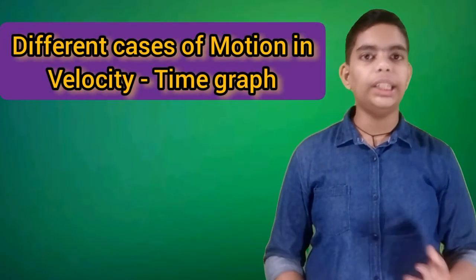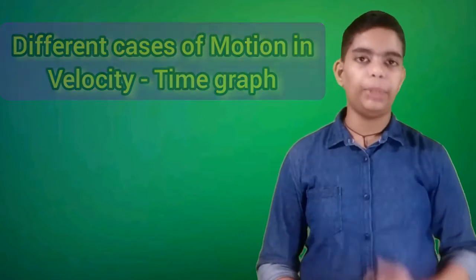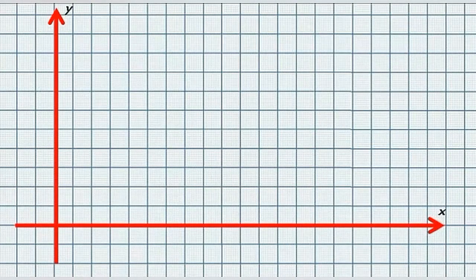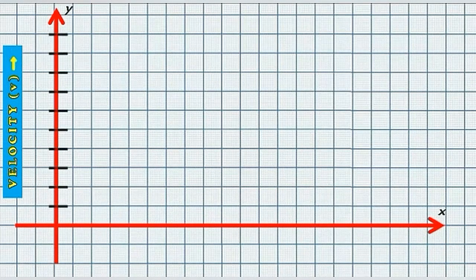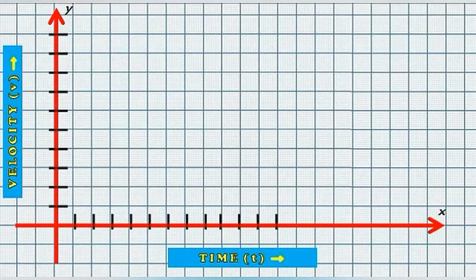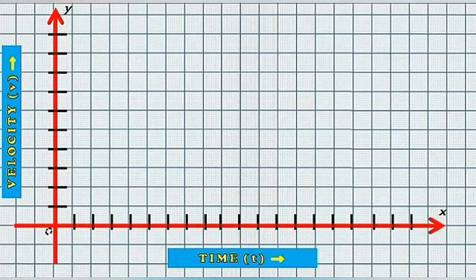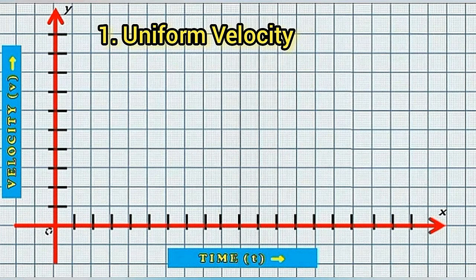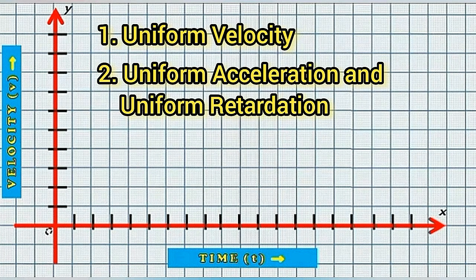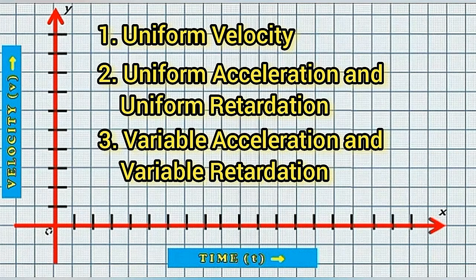Now let us see the different cases in the velocity time graphs. In the velocity time graph, the velocity is plotted along the y-axis of the graph and the time is plotted along the x-axis of the graph. So now let us draw velocity time graphs for a body having uniform velocity, for a body which has uniform acceleration and uniform retardation, and a body moving in variable acceleration and variable retardation. Okay friends?